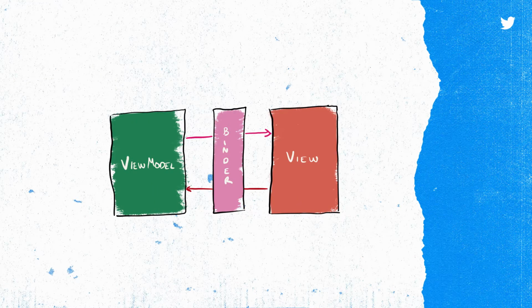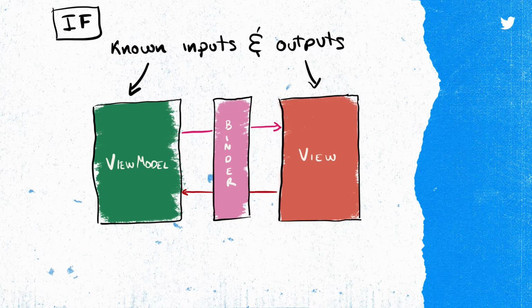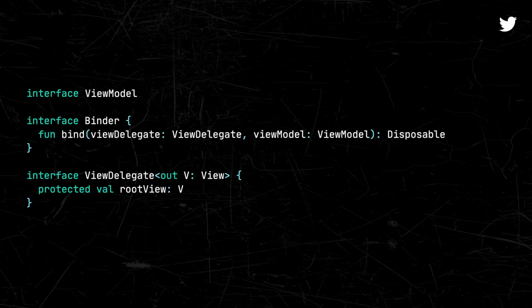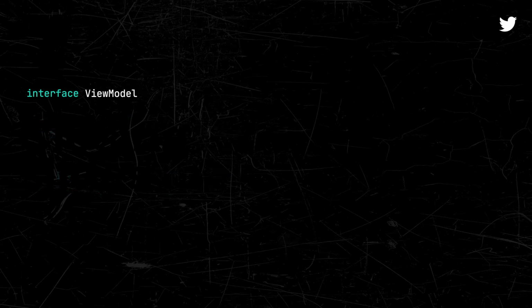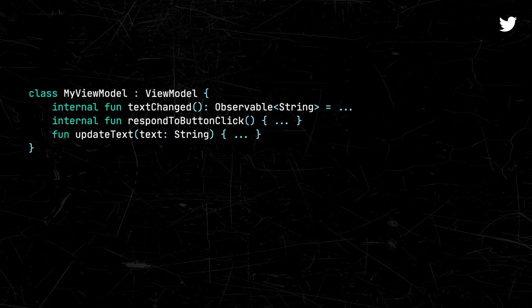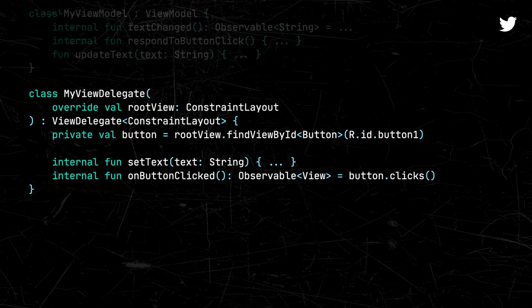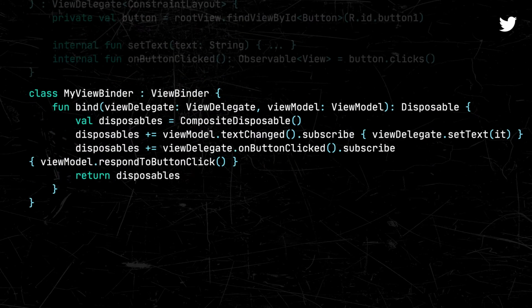Well, we went back to the drawing board and we said, okay, if we know how inputs and outputs look like on both sides, the view model and the view delegate, then we are able to generalize the binder. From the MVVM skeleton we had before, we take a simple view model and look closely. We can see how it would expose a series of output methods with observable streams and a series of inputs. In here, you can see them as these methods that we can call. Same with the view delegate, we will have a bunch of methods to update the UI components and a bunch of outputs with reactive streams to react to user interactions. Then the binder would act as the subscription glue for all of them.